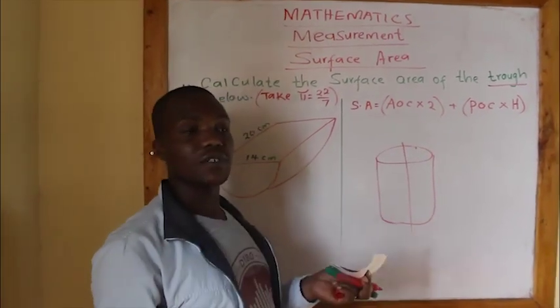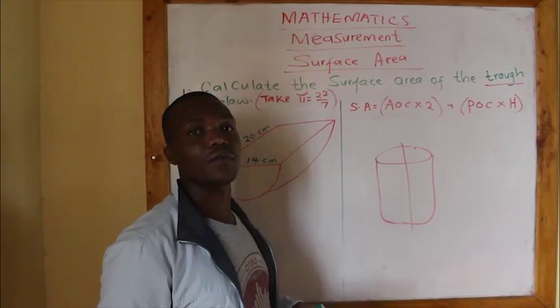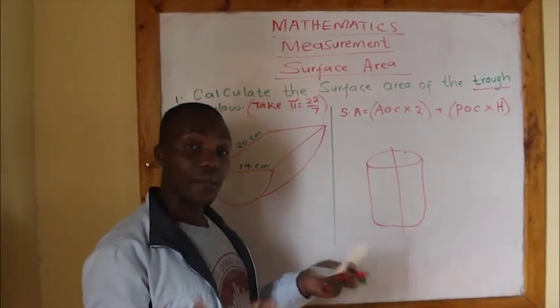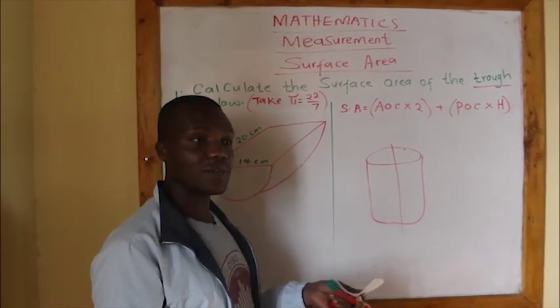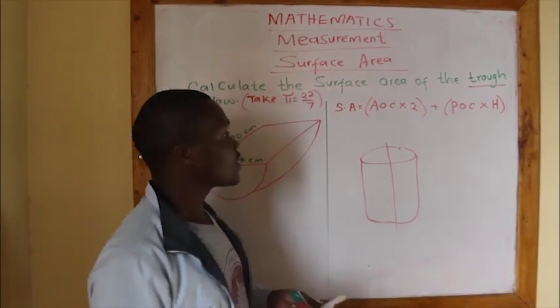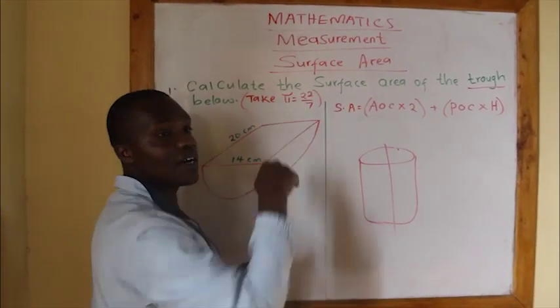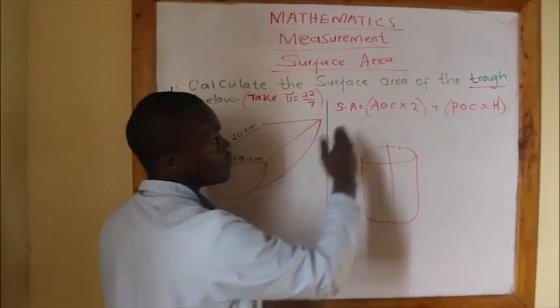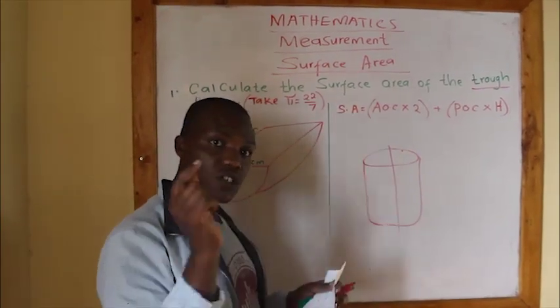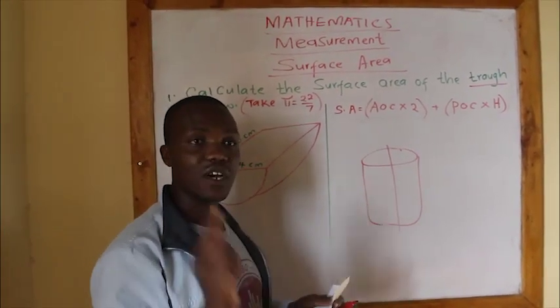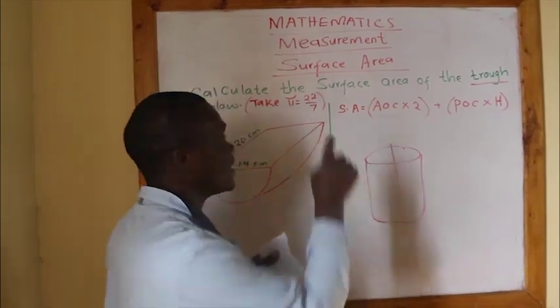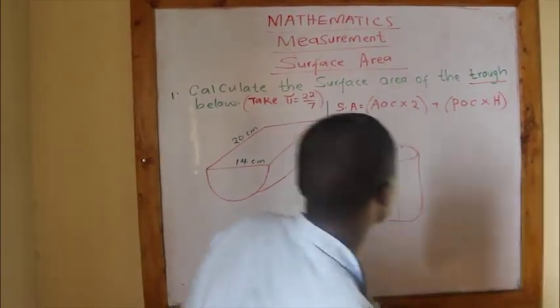Troughs are mostly used by animals to take water from them. Most farmers use troughs to feed the animals, especially those who do the zero grazing. So a trough has got a hole at the top. That is the only difference between a trough and the next question which you're going to calculate, which will be concerning the block. But now this is the trough.